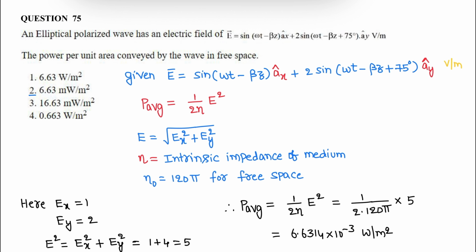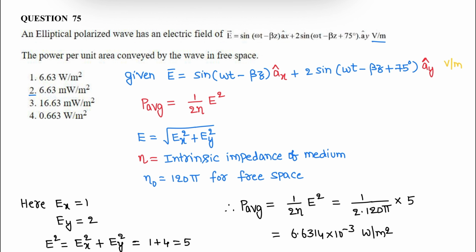Question number 75. An elliptically polarized wave has an electric field of E equal to sin(ωt − βz) ax cap plus 2 sin(ωt − βz + 75 degrees) ay cap volt per meter. The power per unit area carried by the wave in free space is given. Electric field component E bar is sin(ωt − βz) ax cap plus 2 sin(ωt − βz + 75 degrees) ay cap volt per meter.